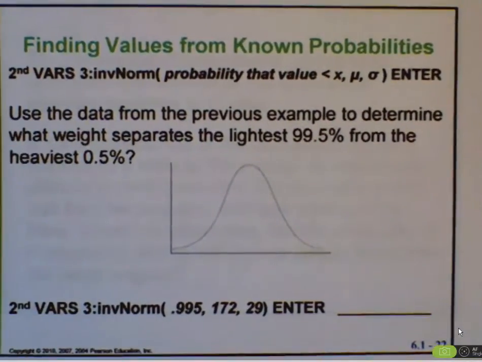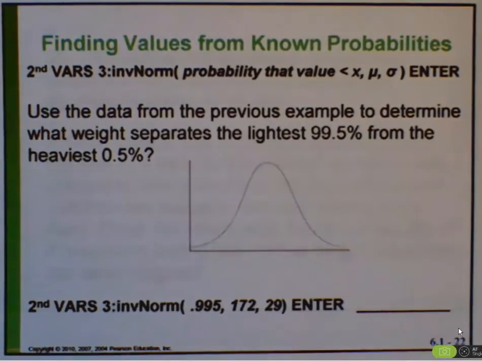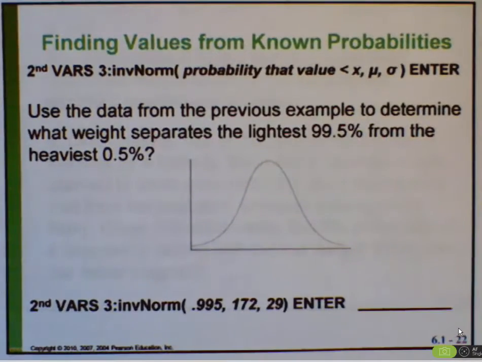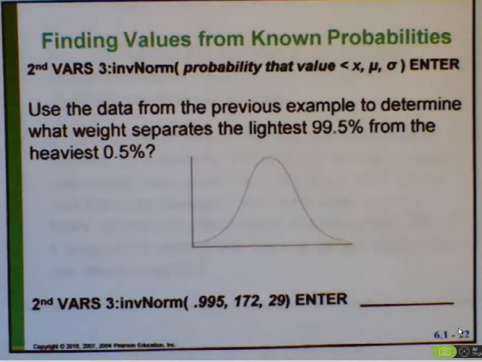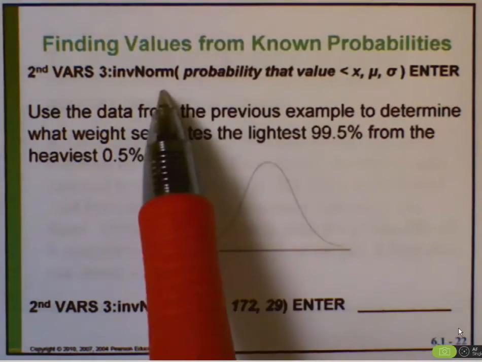The other thing that we did in section 6.2, in addition to finding probability or area or percent, we were sometimes given one of those things and asked to find a z-score. In this case, it's going to be an x value because we're not talking about the standard normal distribution. But when we were looking for z-scores in section 6.2, we used inverse norm.